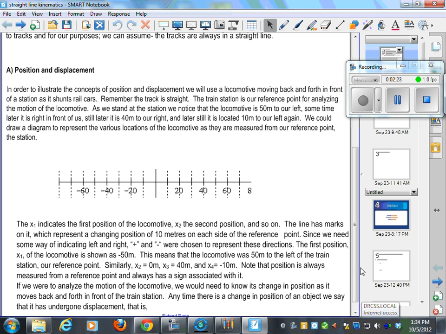As we stand at the station, we notice that the locomotive is 50 meters to our left. Sometime later, right in front of us, still later, 40 meters to our right, and later still 10 meters to our left again. We could draw a diagram to represent the various locations of the locomotive as measured from our reference point at the station.